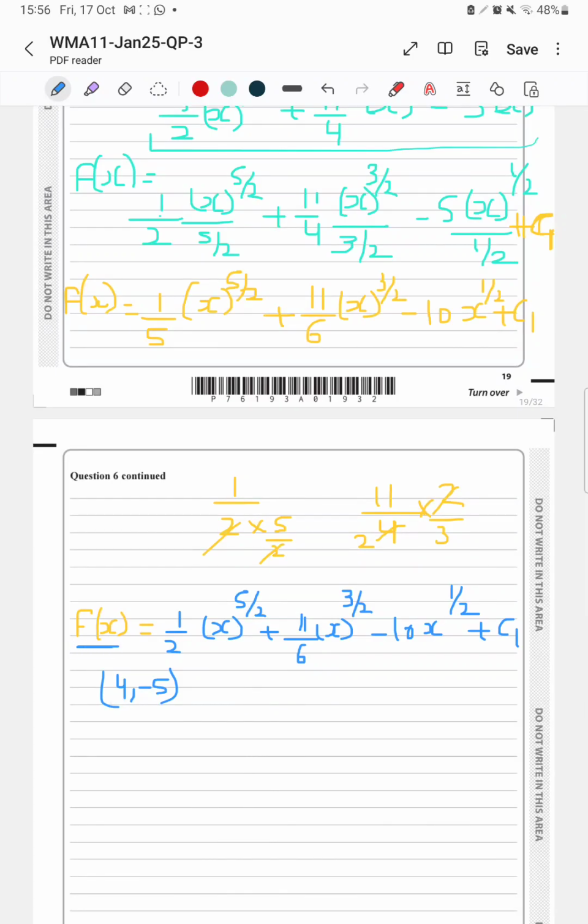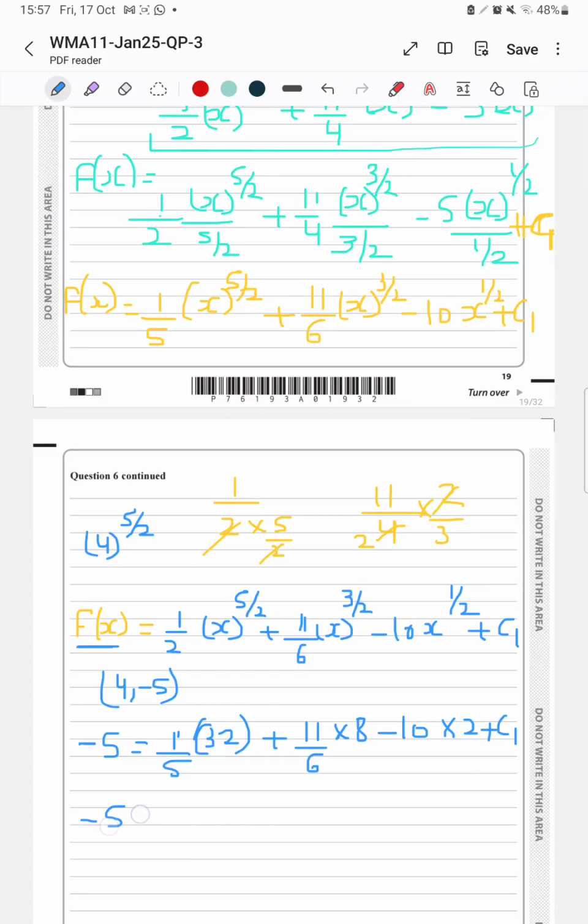So minus 5 is the y value. Minus 5 equals a half times 4 to the power of 5 by 2. The square root of 4 is 2, and 2 to the power of 5 is 32. So I got 1 by 5 times 32, plus 11 over 6 times 4 to the power of 3 by 2, which is 8, and then minus 10 times 4 to the power of a half, which is 2, plus c1.